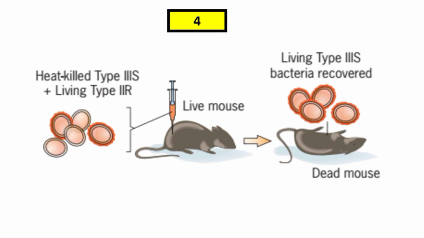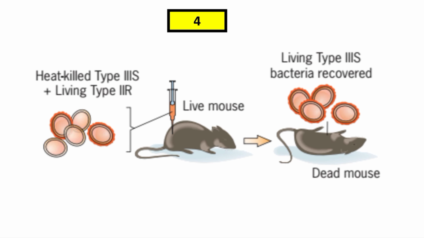Now, he took a mixture of heat-killed S-type bacteria and living R bacteria in the syringe, injected this mixture into the body of the live mouse. And he was expecting that the mouse will remain alive, but mouse suffered pneumonia and mouse died. And when the blood analysis was done, S-type of bacteria were recovered from the dead mouse. So, where did these S bacteria come from? Because we injected live R bacteria and from blood were obtained S bacteria.